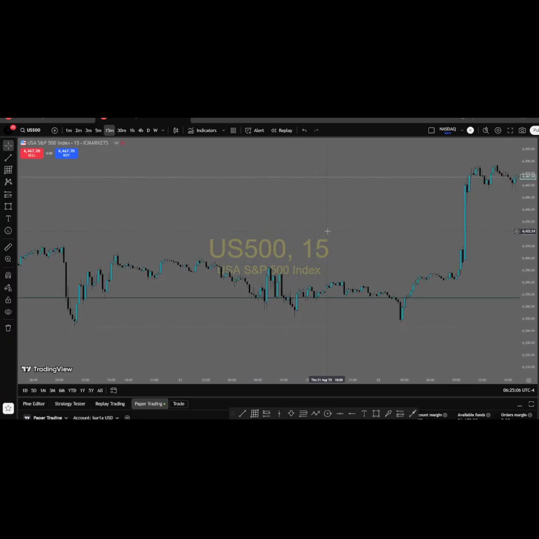So as I was waiting for the 10 a.m. news release so that I can get into the market and get a good setup, a good long setup, because I have explained my bias and everything.